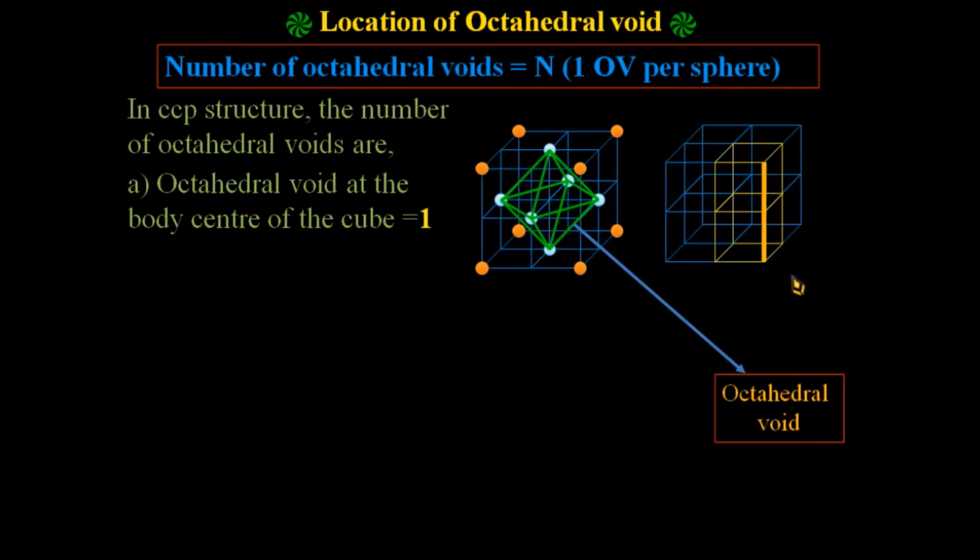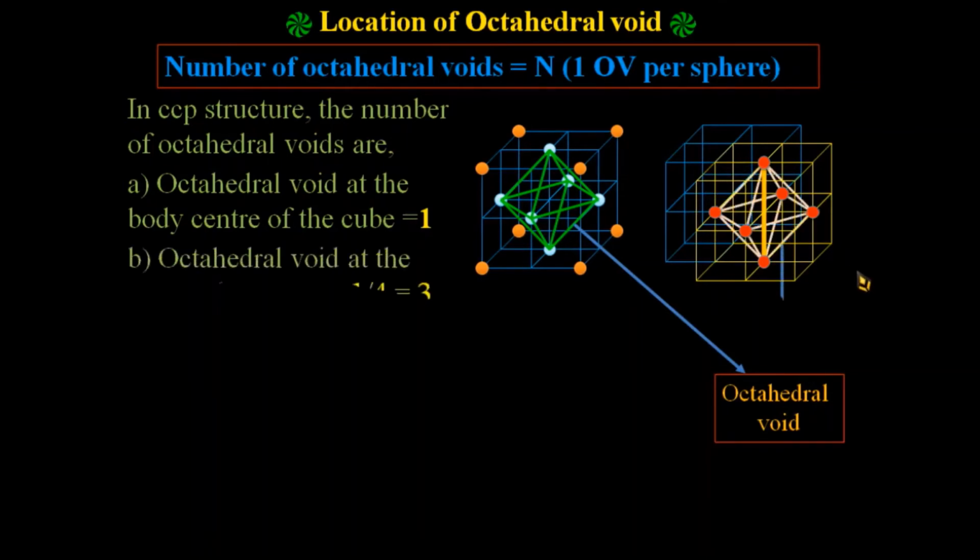Then here we arrange the cubes like this, and spheres are present similar to this cube. That means at the corner as well as in the center of the 6 faces. So these are the face-centered spheres or the atoms. If we join them, then again an octahedral void is formed.